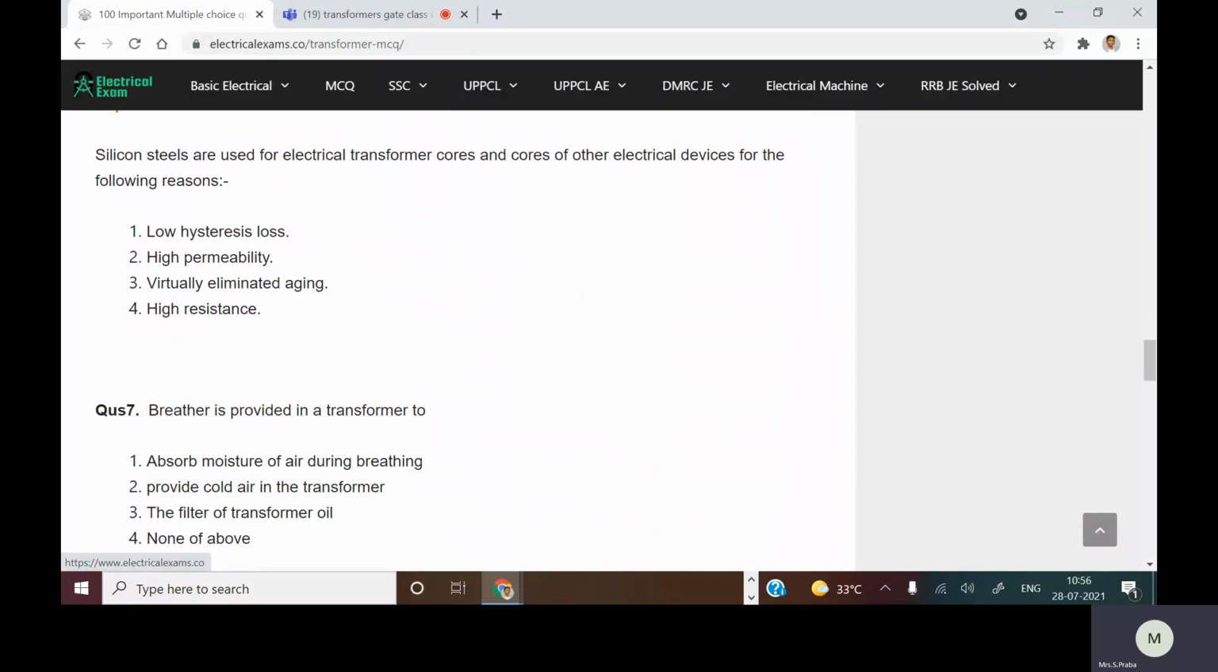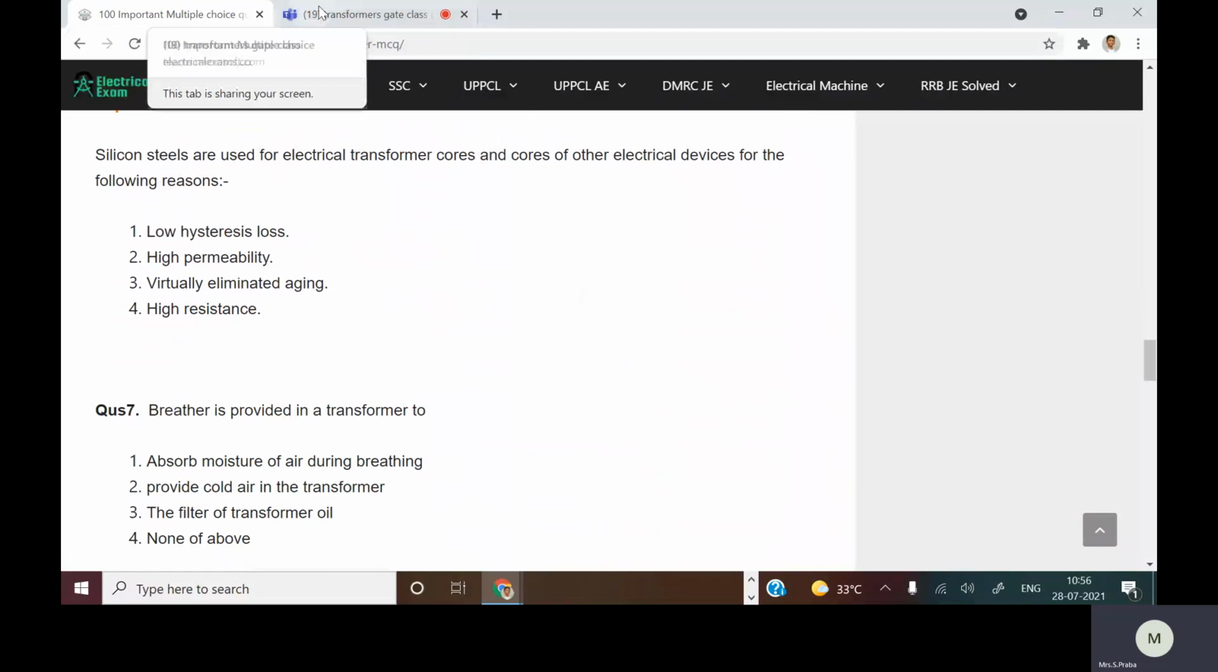It has high permeability, then virtually eliminated aging. For example, we can observe some aging in this one, but it is totally eliminated. High resistance: it will offer a high resistance. So silicon steel is a better choice for lamination purposes. Let's move on to the next question.